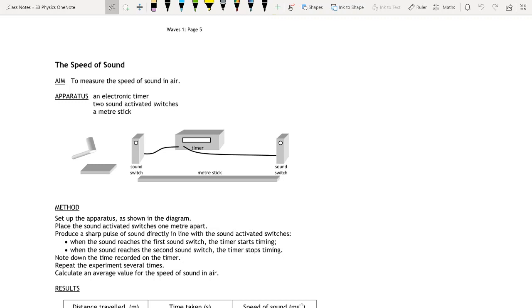Okay, right. So let's go back onto our booklets. I think we're on page 6 of the booklet. Should be speed of sound. Should look like that.